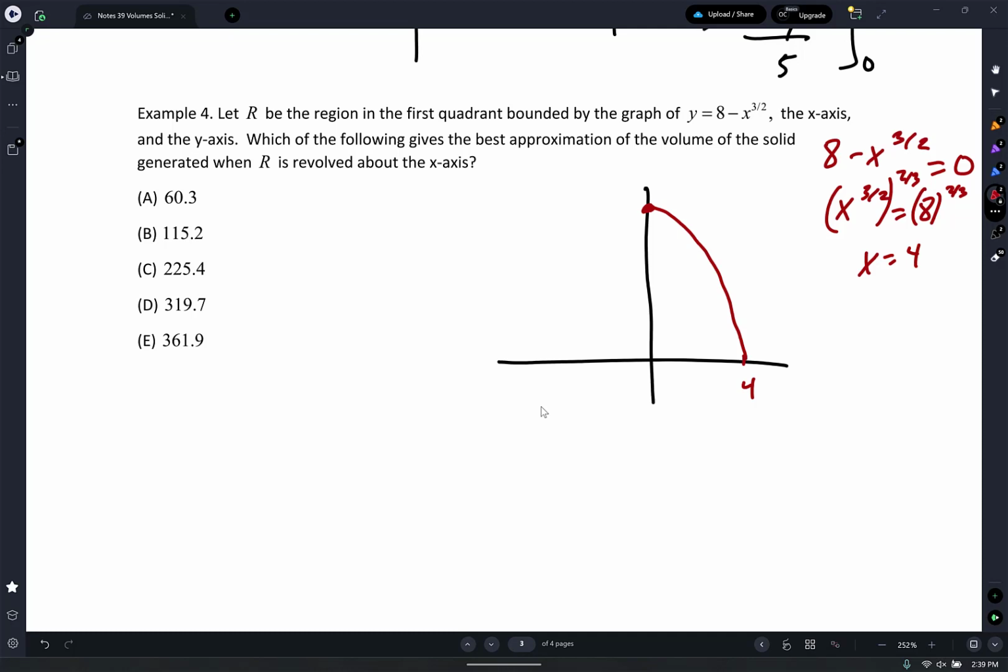Where am I rotating this? About what axis? The x. So do a little spindle there.